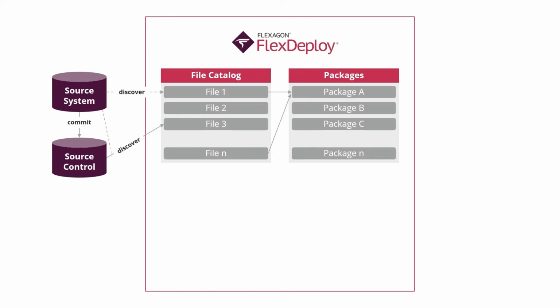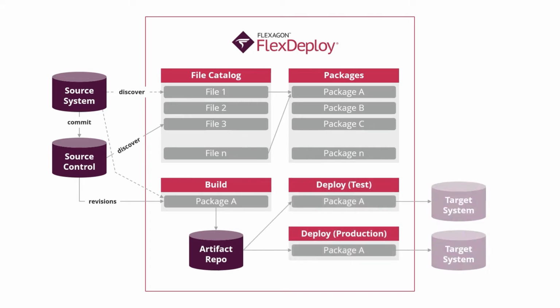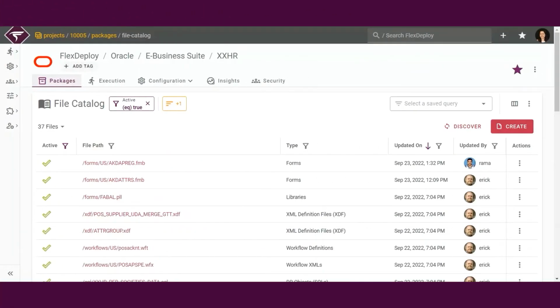Once a package is assembled, it can be built in a development environment, which will create an artifact that is stored in the artifact repository, and then that build artifact is eligible to be deployed across target systems. This demo is going to show an Oracle e-Business Suite project. However, features would be similar for various other supported types, like Salesforce, Oracle Integration Cloud, Oracle Transactional Business Intelligence, and others.